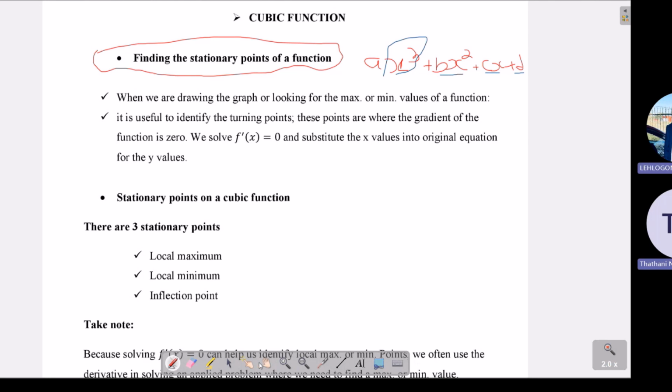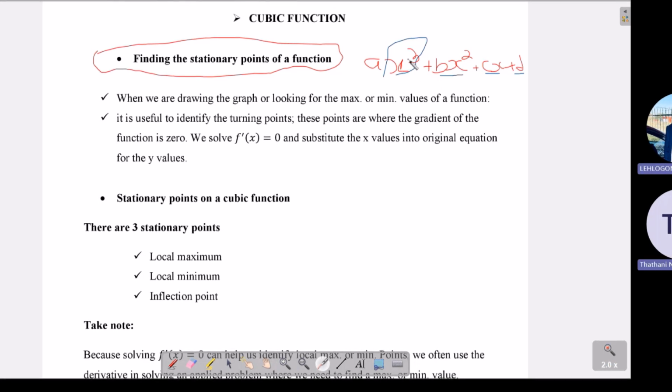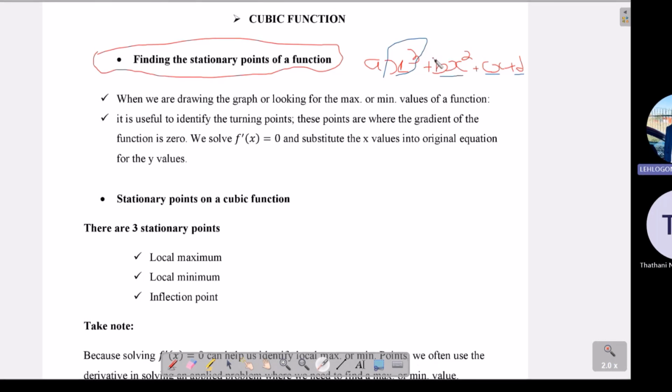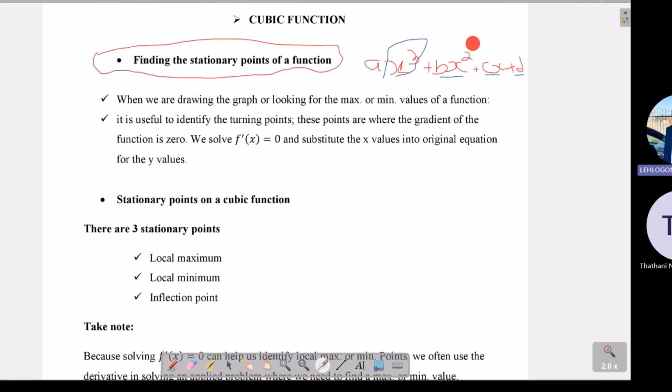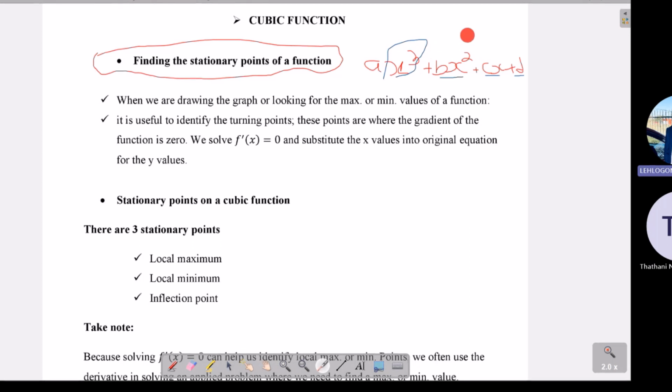So when we derive, we say a multiplied by 3, which is the highest degree, and then we minus the exponent 3 by 1. Then we go to the second part. We have the exponent 2 multiplied by b, which is the coefficient, and then the exponent minus 1.